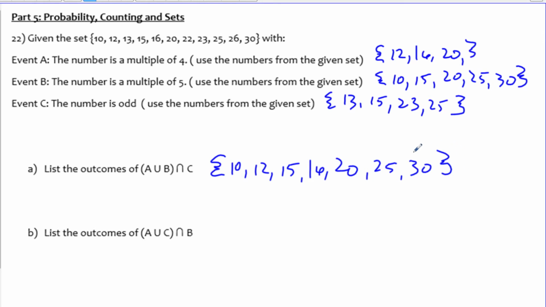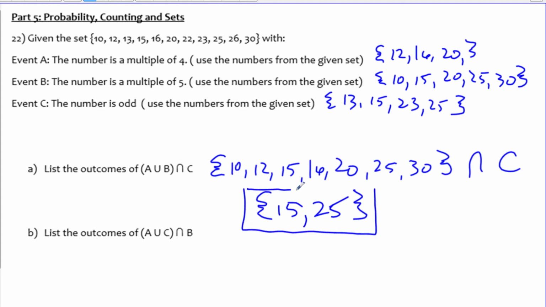And then I need to intersect this list with C. Intersection means let's take a look at this list and let's take a look at C and only write the values that show up in both lists. I'm seeing in both lists the number 15 and the number 25. So the answer to their question, A union B intersect C, is 15 and 25. And that's it. This is your final answer for A union B intersect C.